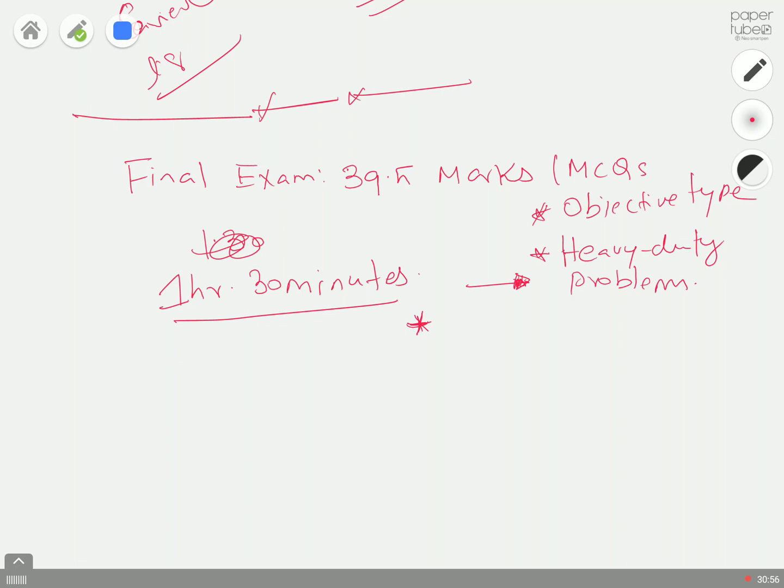So these are a bit heavy duty problems, and then you might have something like fill in the blanks, and then I will even call it open to debate type of questions.